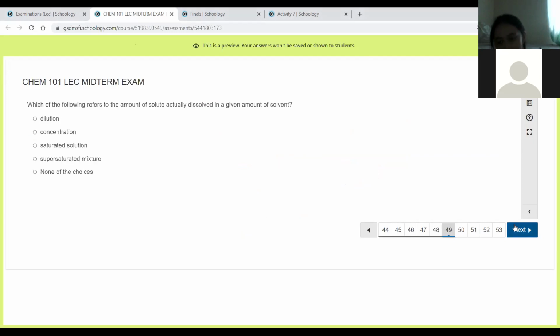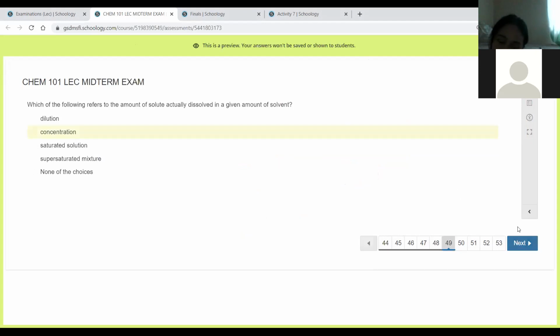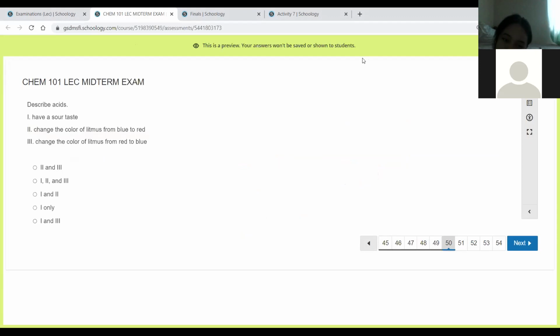And then 49, which of the following refers to the amount? Okay, here it goes again. The amount of the solute dissolved in a given amount of solvent. That's the definition of concentration. And then describe acids. Yes, it has a sour taste. So this one is correct.